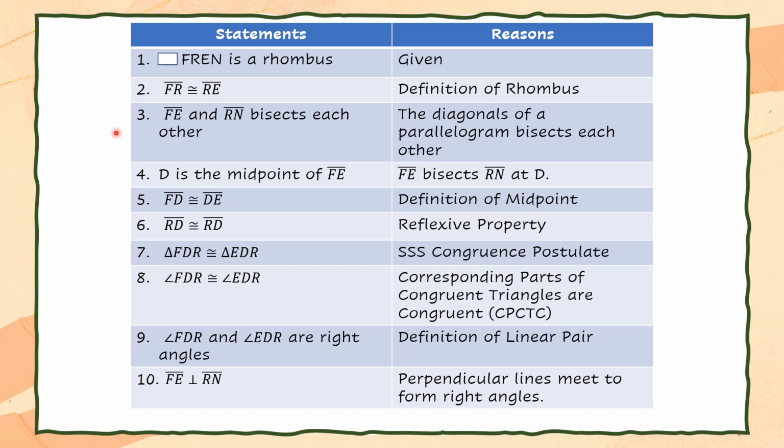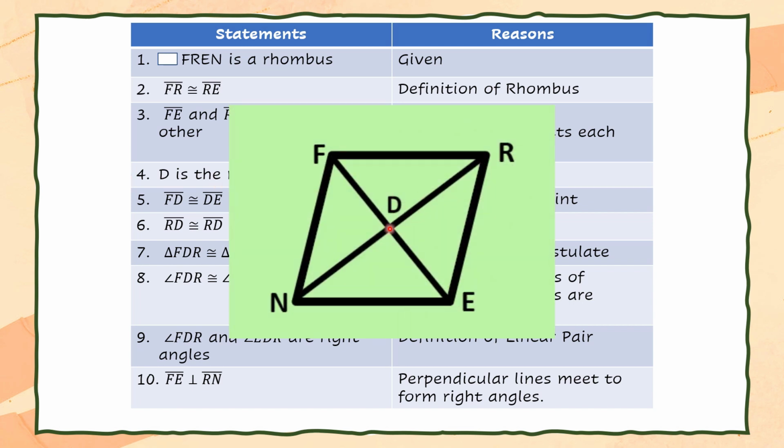So, one of the properties of a parallelogram is that the diagonals of a parallelogram bisect each other. So, when we say bisect each other, they divide each other into 2 equal parts. And once they bisect, they will meet at one point. And that is the midpoint. So, in our illustration here, the midpoint of the 2 diagonals is point D. So, point D is the midpoint of FE and the midpoint of RN.